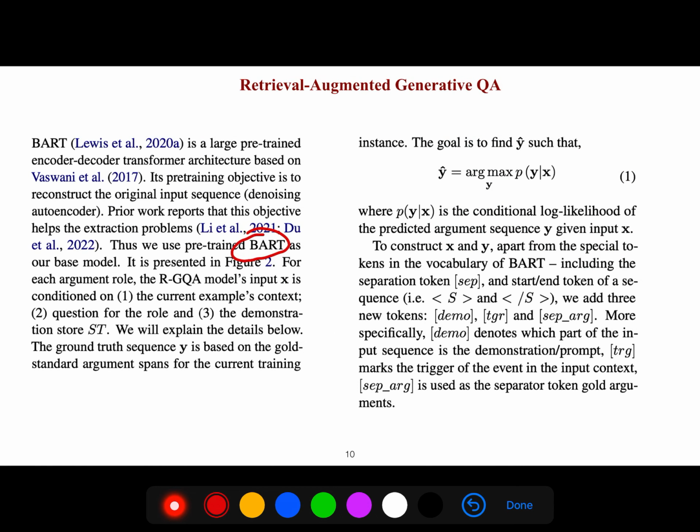So for each argument role, the model's input is conditioned on the current example context, the question for the role, and the demonstration store. So the goal is to find the maximum conditional probability, the argmax of this probability of the predicted argument sequence Y conditioned on X.